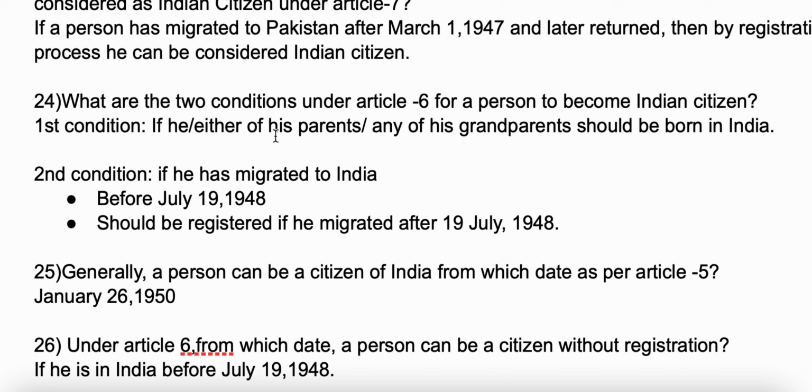Now the second condition is if I am in Pakistan presently, but I was born in India only, okay? I am in Pakistan. So if I have come to India before July 19, 1948, then I will be considered a citizen. Or if I come to India after July 19, 1948, then I should register as a citizen of India. So under this condition, I will again become a citizen of India. First, either I or my parents or my grandparents should be born in India.